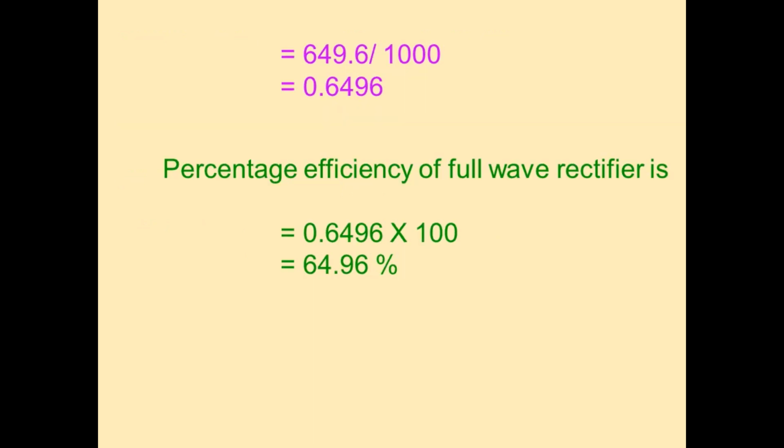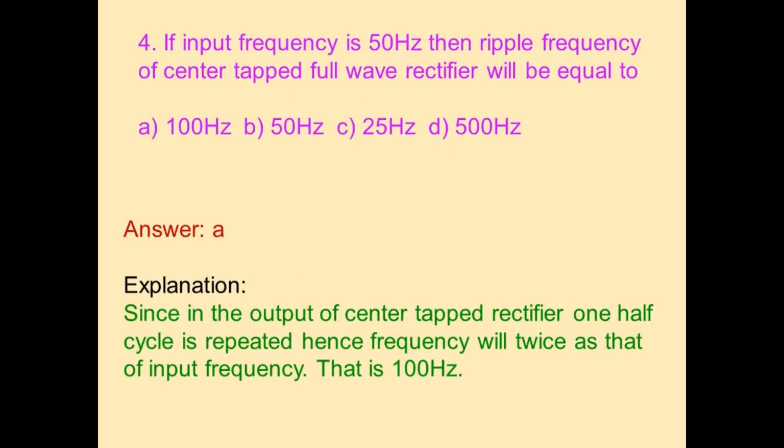By simplifying we got 649.6 divided by 1000, 0.6496. This is the efficiency of a full wave rectifier. So if we want percentage efficiency of full wave rectifier, eta equal to 0.812 into RL by RL plus RF into 100.